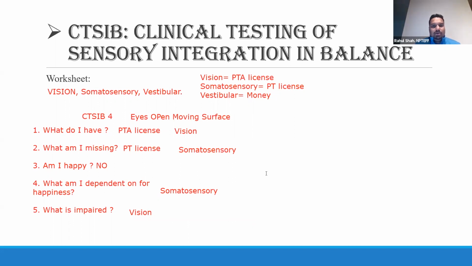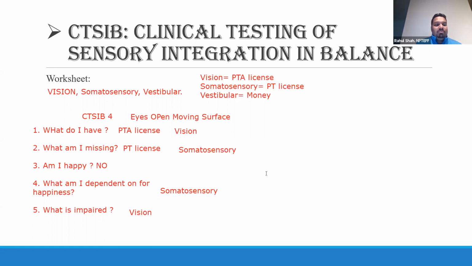So that's how, it's pretty simple. You give them names if you want to, or you can just say vision, somatosensory, and vestibular. But when the question scenario comes and you need to analyze what do I have, if the eyes are open, if there is no visual conflict, then you will have your vision present. But if you're on a moving surface, your somatosensory is going to be absent. So you don't have a PTA license.